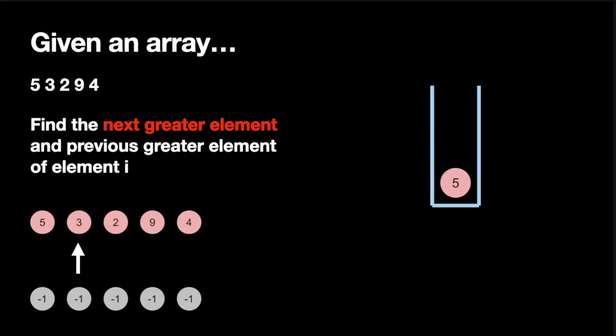We move on to the next element, and we want to check if 3 is the next greater element for 5. But 5 is greater than or equal to 3, so 5 did not find its next greater element. But we also know that 3 is trying to find its next greater element, so we push 3 onto the stack.